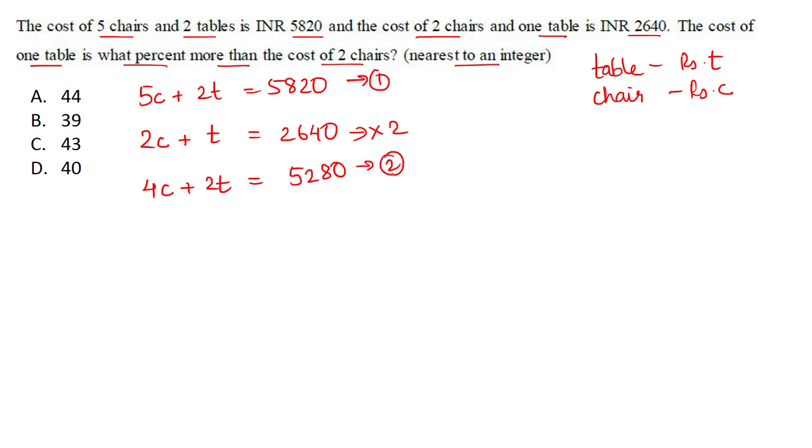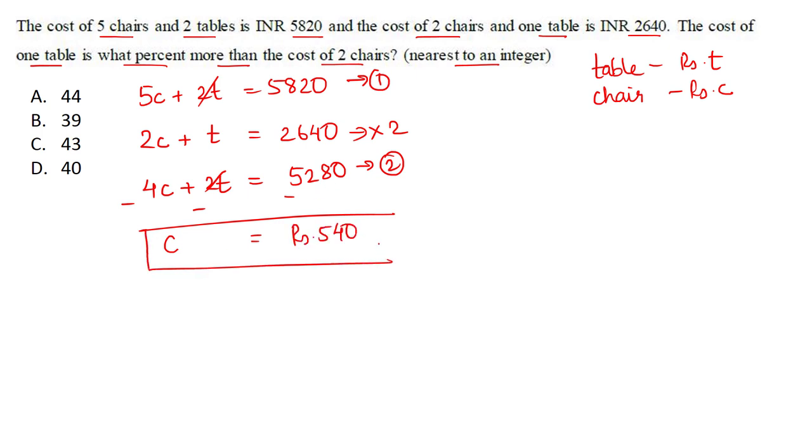Now, this is equation 1, equation 2. We'll subtract equation 2 from equation 1. So, minus, minus, minus. This gets cancelled out. 5C minus 4C comes out to be C. And 5820 minus 5280 comes out to be rupees 540. This is the cost of a chair.